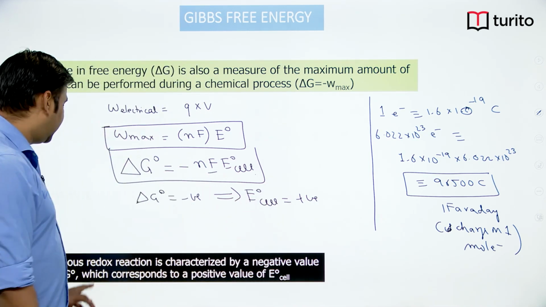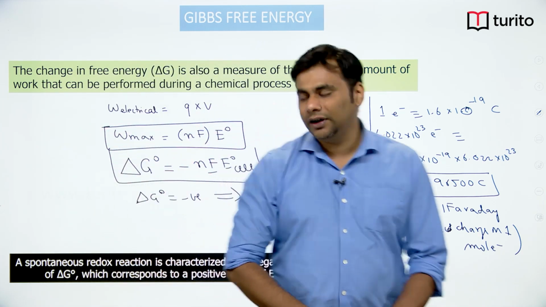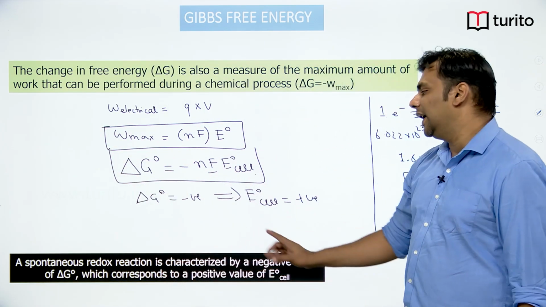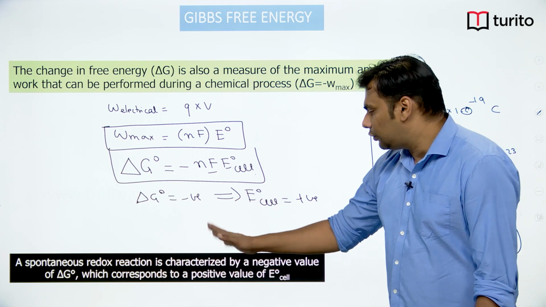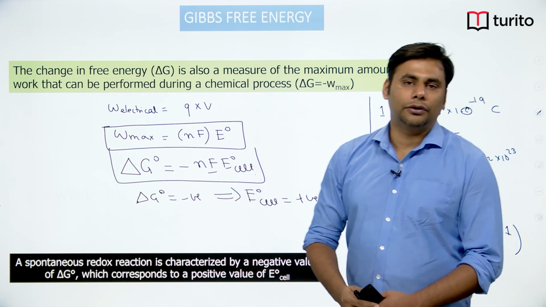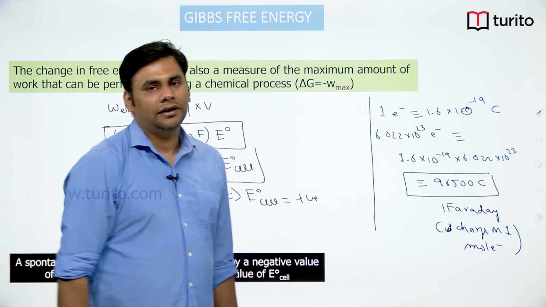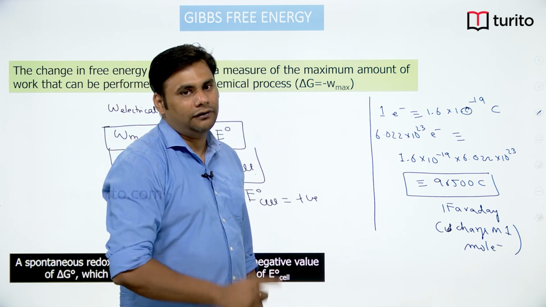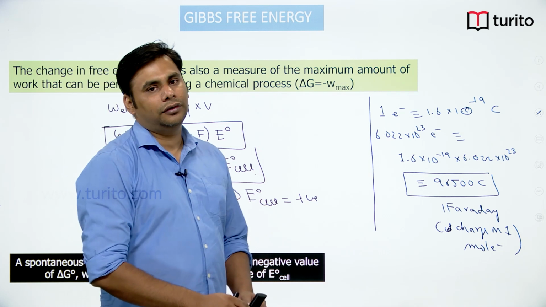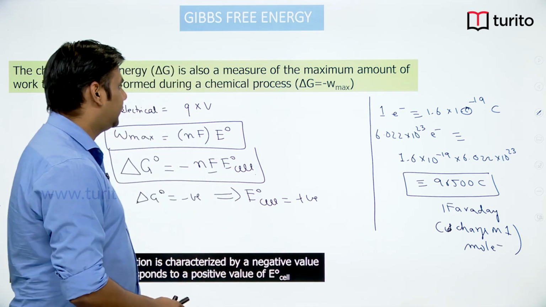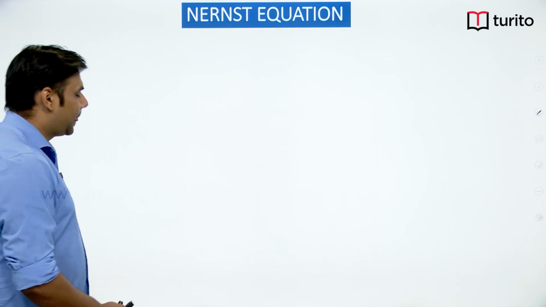So we will say that a spontaneous redox reaction is characterized by a negative value of delta G naught, which corresponds to a positive value of E naught cell. Whenever you are constructing any cell, its E naught cell has to be positive; then only we will say that the cell or process is spontaneous. Hope this is clear to you.